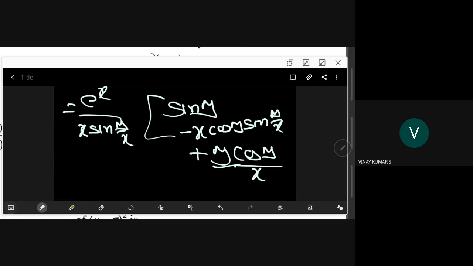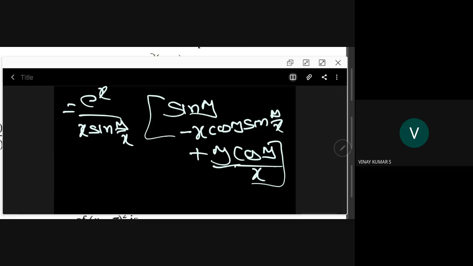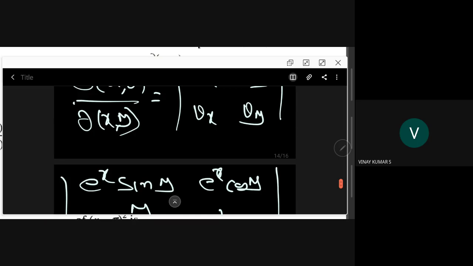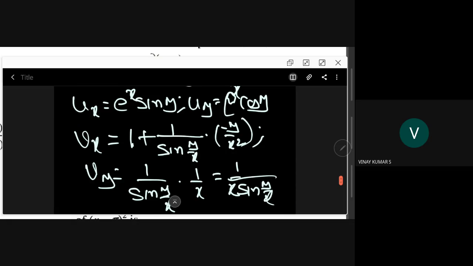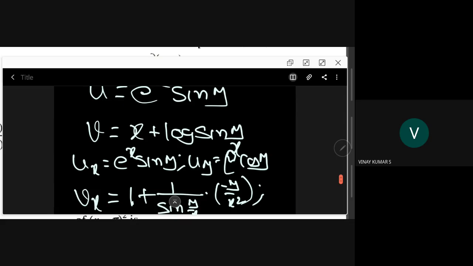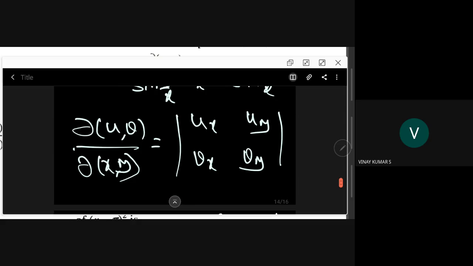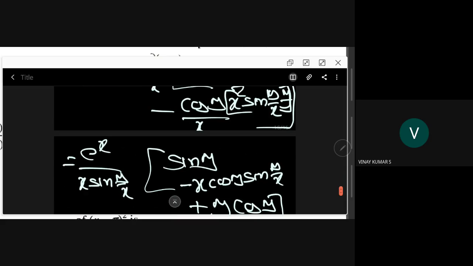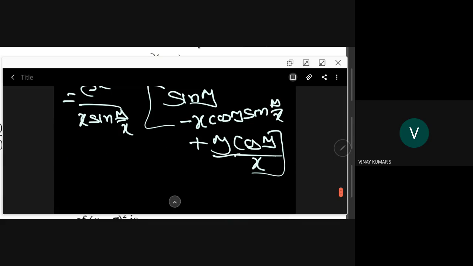What is this? Can this be simplified? You have to look at these things here, the relationships. So e power x sine y is x log, no such relationship. How can this be simplified? You cannot simplify this. How can we simplify this?